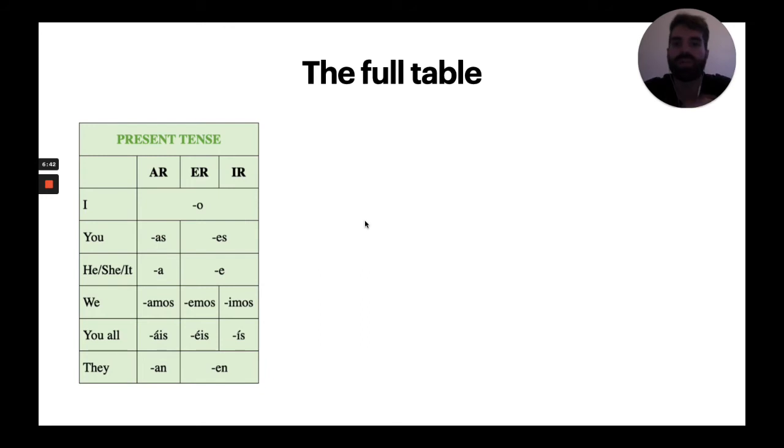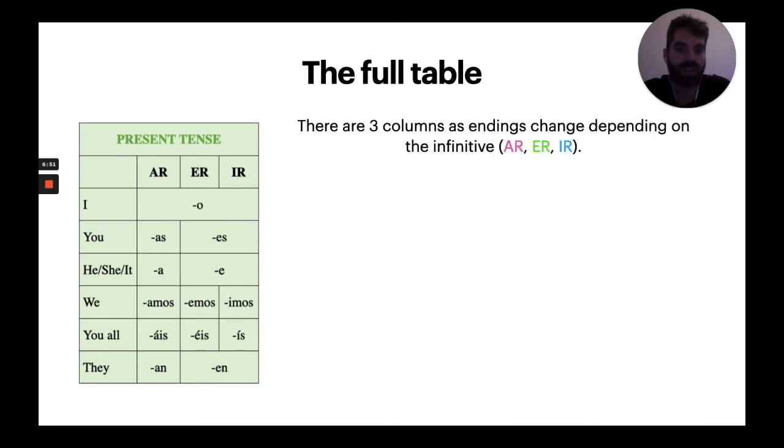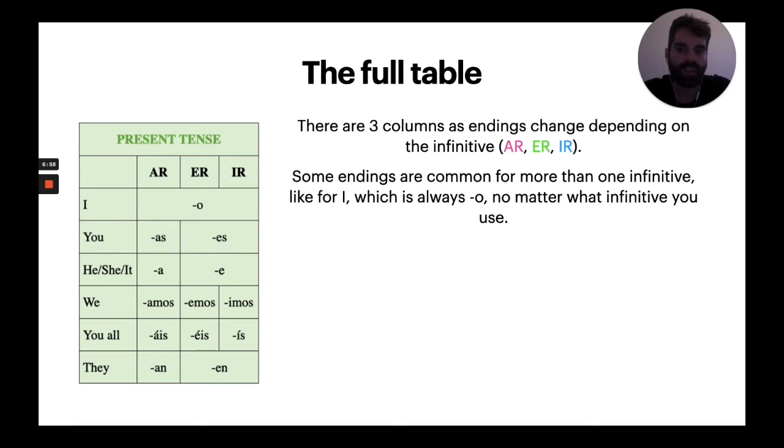We have this full table with 3 different columns for the 3 different endings that infinitives can have in Spanish. So AR, ER, or IR. Some endings for the conjugations are going to be common for the 3 different infinitive endings. Like for example, that O for I is going to be common for all of them.